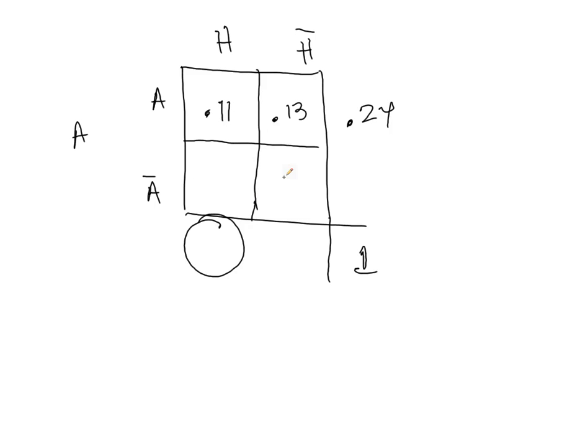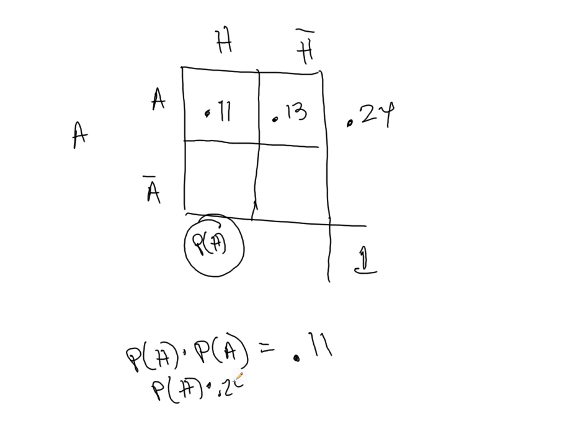We know that whatever this value is here, the product of the probability of H times the probability of A under independence should give me the probability of H and A. Well, H and A is 11%, and I know that the probability of A is 24%. So that only leaves me with figuring out what the probability of H is.